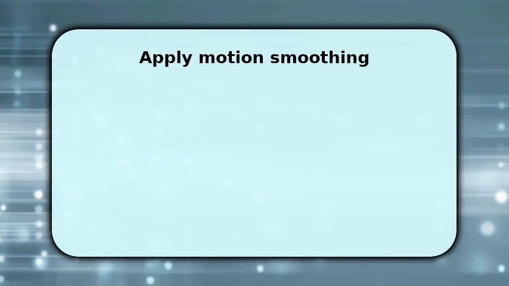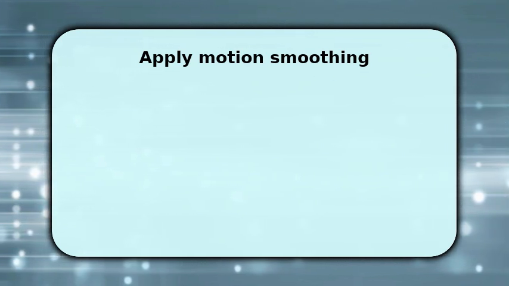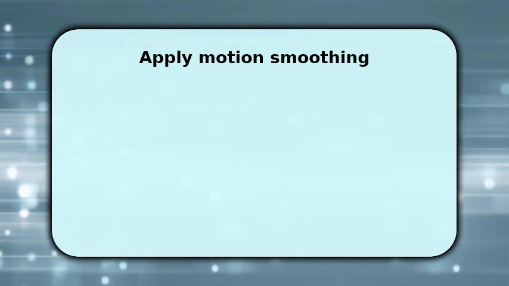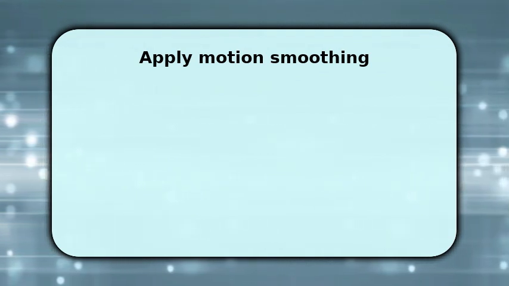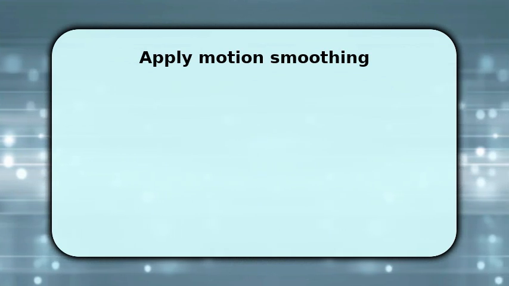If motion still looks choppy, add a subtle speed ramp, slow into the motion at 0.5x, then return to normal. This combination reduces perceived stutter while preserving natural movement.